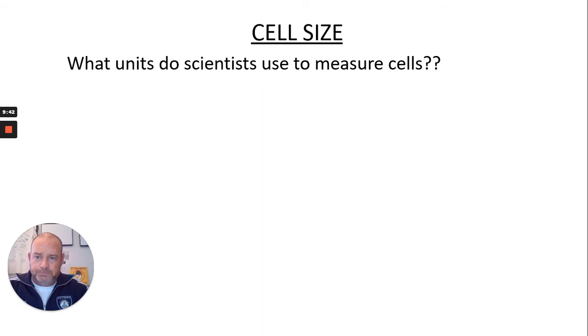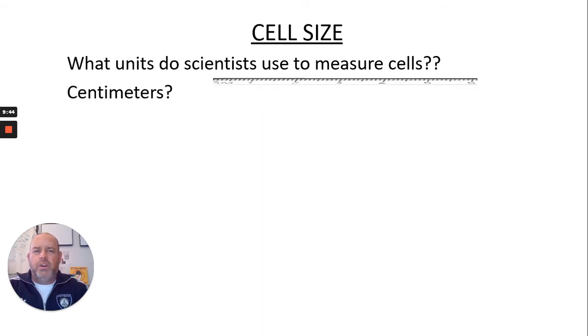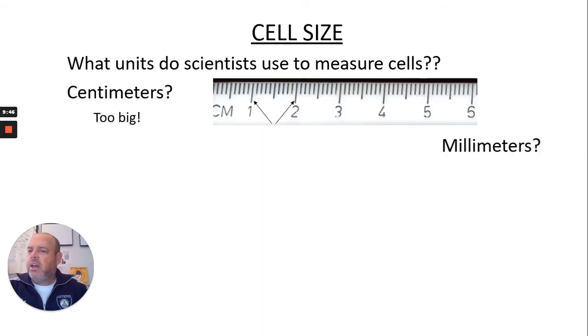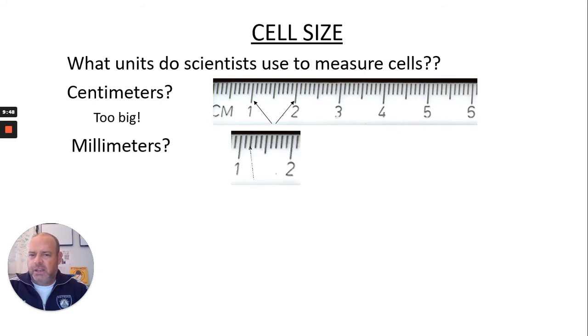So what units do scientists use to measure cells? Centimeters would be too big, right? Millimeters, think about the really tiny lines on a ruler, still too big.